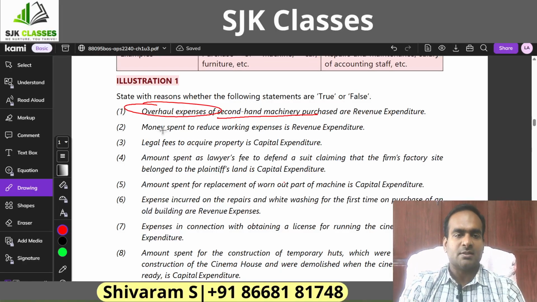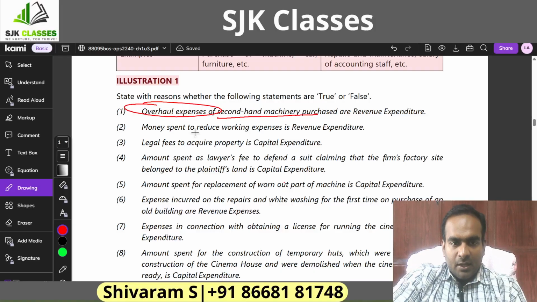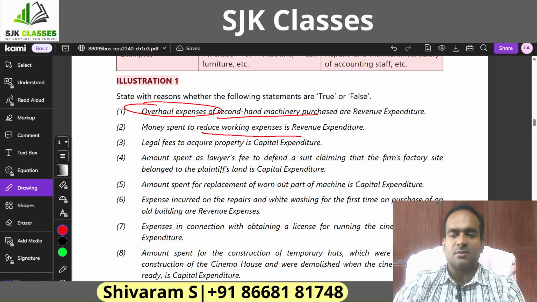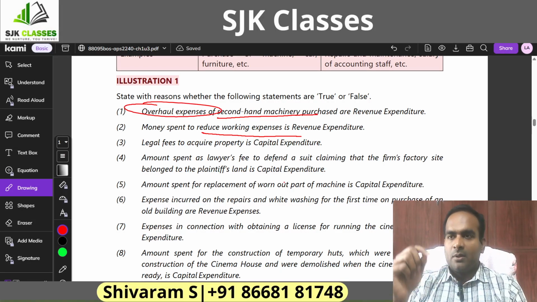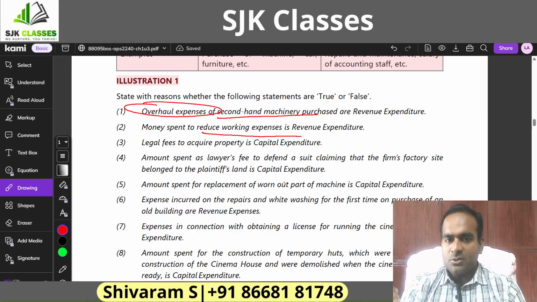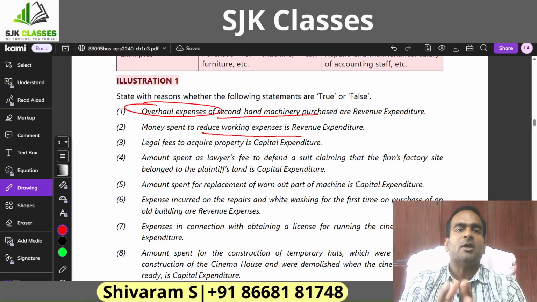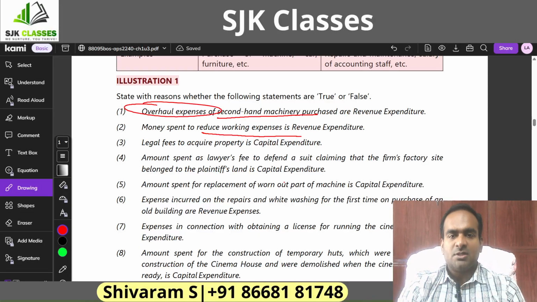Simple one. Next, money spent to reduce working expenses is a revenue expenditure. What they are saying, money spent to, this is a keyword, reduce working expenses. So your day-to-day operational cost is going to come down. You're going to do some expenditure now. That expenditure will help us to reduce your day-to-day operational cost. So this type of expenditure is called as revenue expenditure. That's a question they are asking. So the answer is false here.